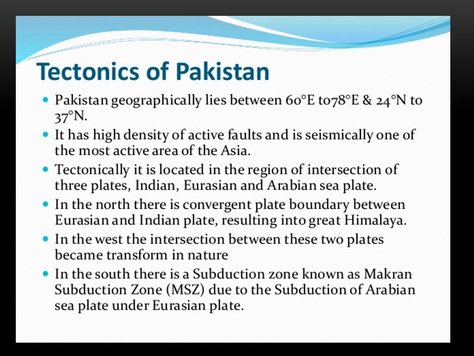In the north, there is a convergent plate boundary between the Eurasian and Indian plates, resulting in the great Himalaya. I have told you that when two plates converge, they collide and form a mountain range. Here we have the Great Himalayan Range. But in the west, the intersection between these two plates became transform in nature. So they are just sliding with each other.